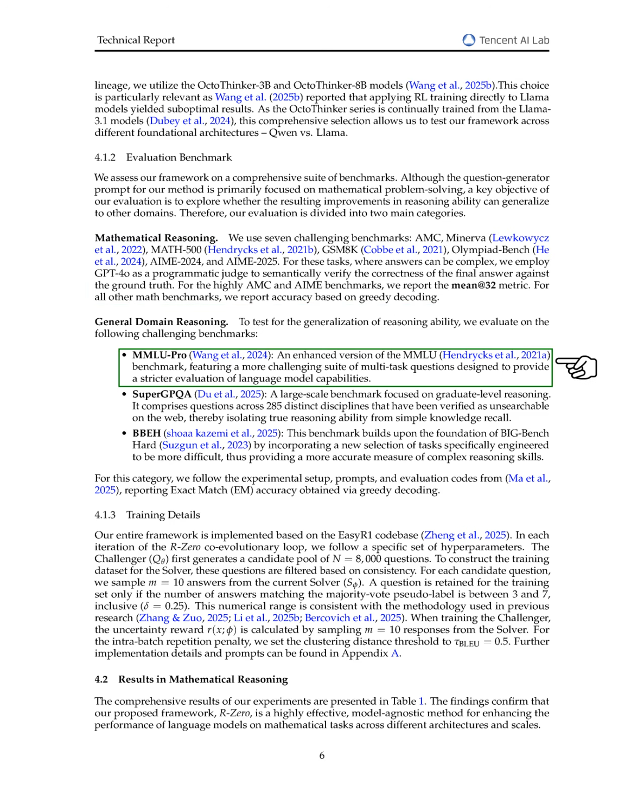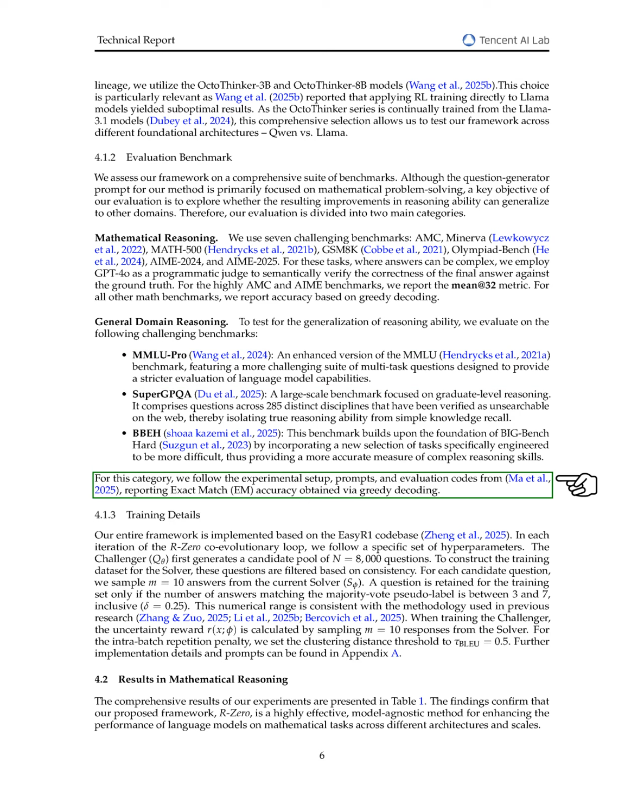To assess general reasoning abilities, we evaluate on several tough benchmarks. MMLU-Pro, which is a tougher version of the MMLU benchmark with more challenging multitask questions. SuperGPQA, a large-scale benchmark for graduate-level reasoning with questions from 285 disciplines that are hard to find online. And BBEH, which builds on Big-Bench Hard with new, more difficult tasks to better measure complex reasoning skills. For this category, we follow the experimental setup and report exact match accuracy using greedy decoding.